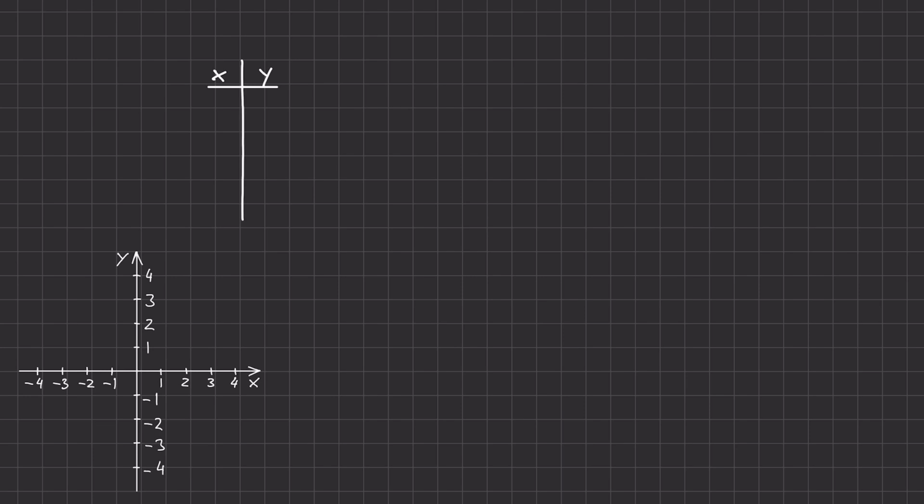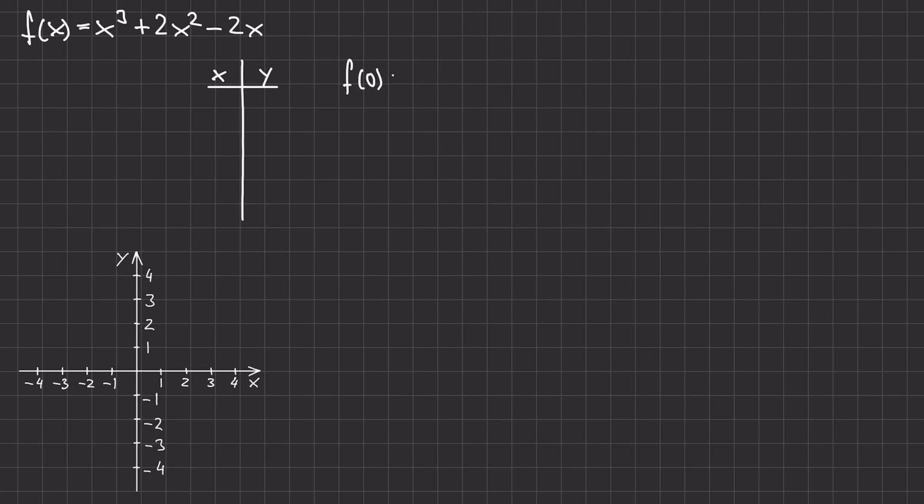So let's say we have the polynomial function f of x equals x cubed plus 2x squared minus 2x. The best and easiest way is to start with x values around the 0. So let's start with 0 for x.